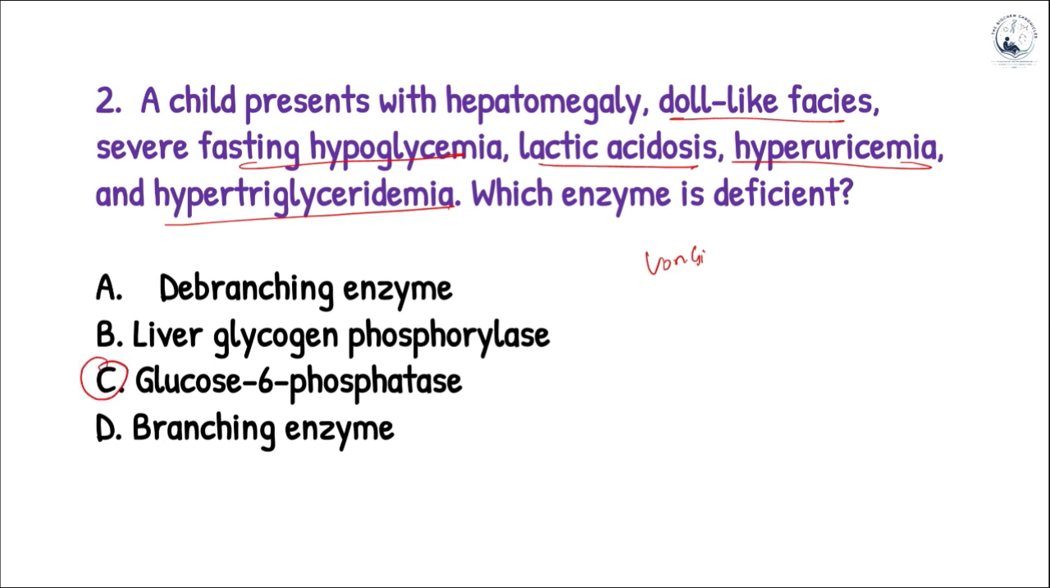So which enzyme is defective here? Glucose-6 phosphatase. So debranching enzyme, what is the defect? CD, Cori's. Liver glycogen phosphorylase, liver, hepatic, Hers. What is branching? AB, Anderson. So glucose-6 phosphatase is your von Gierke's. So the right answer is von Gierke's because that is where you will see all these features.